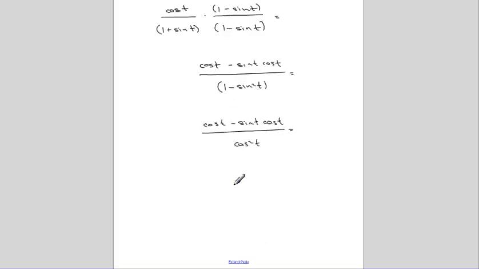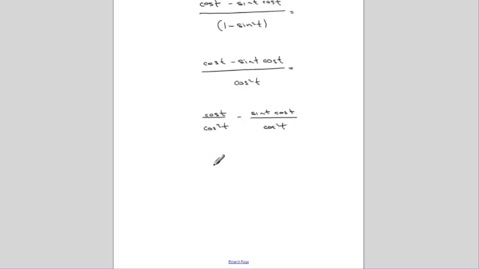And then we can do a little algebra. And we'll have two fractions. We'll have the cosine of t divided by the cosine squared of t. And then we'll have negative the sine of t cosine of t divided by the cosine squared of t. And you can see we can cancel one cosine out, so we have 1 over the cosine of t minus the sine of t divided by the cosine of t. And 1 over the cosine is the secant, and the sine over the cosine is the tangent.